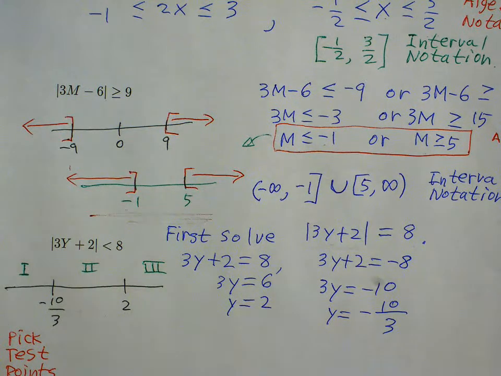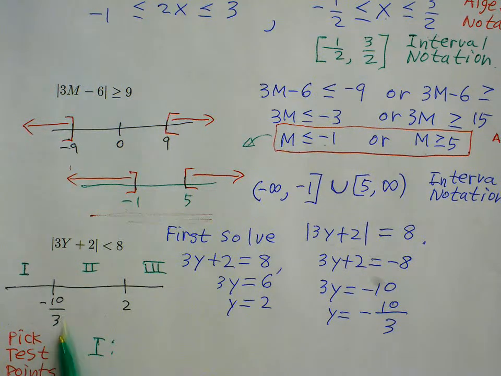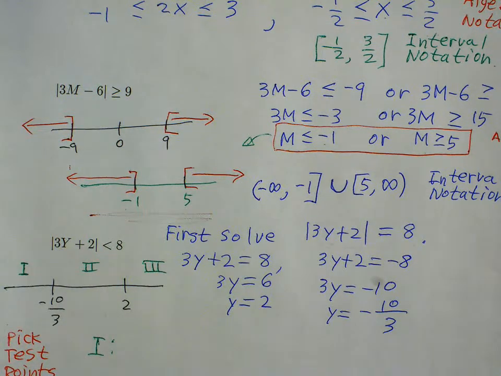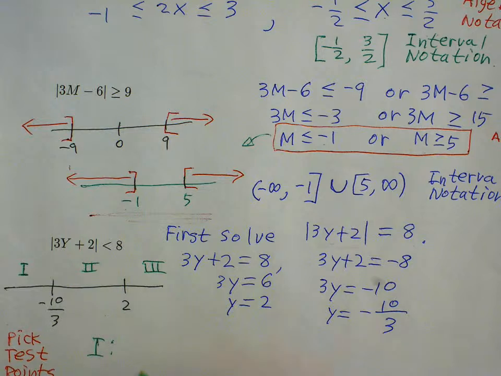So in the first interval, pick any number that you want that's less than negative 10/3. Negative 10/3 is negative 3 1/3, so a convenient number that's smaller than that is negative 4. You can pick any number you want, but I'm going to pick x to be negative 4.